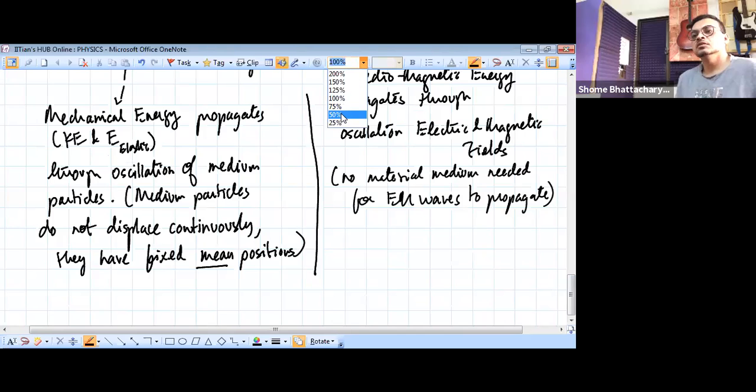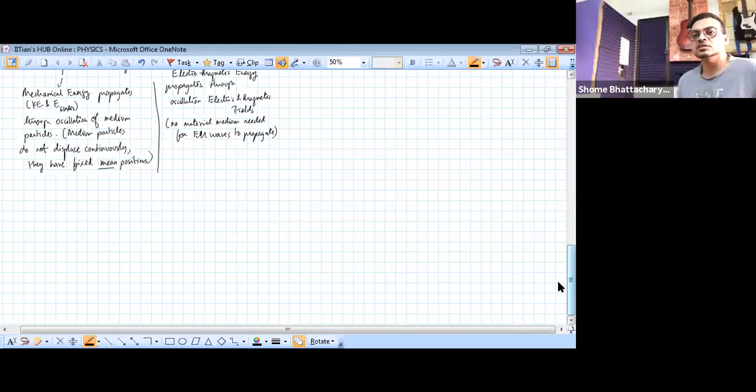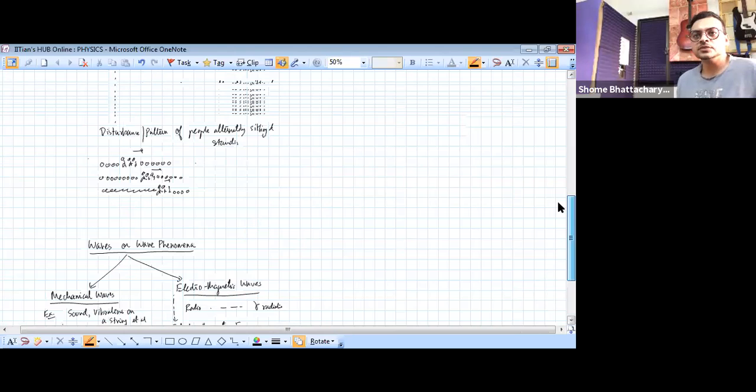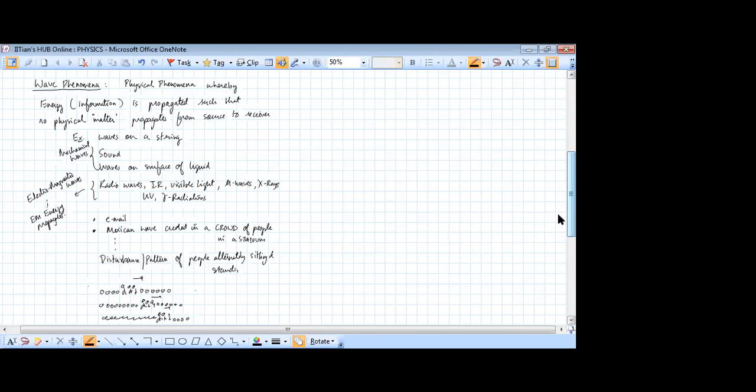So this is the demarcation between mechanical waves and electromagnetic waves, which is the first level of classification we'll do of wave phenomena. So I'll just leave you with a bit of time to absorb this information, and then we will come straight to the point, which will be the beginning of our study of mechanical waves. So just make a note of this, people.